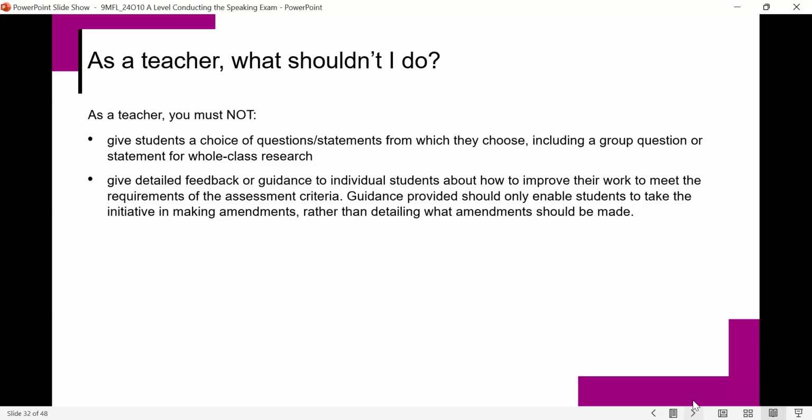And then a couple of things that you mustn't do. You absolutely must not give students a choice of questions or statements from which they choose. So you mustn't give it to them. And you mustn't do a group question where they will all do the same one, or have a whole class research project kind of topic.